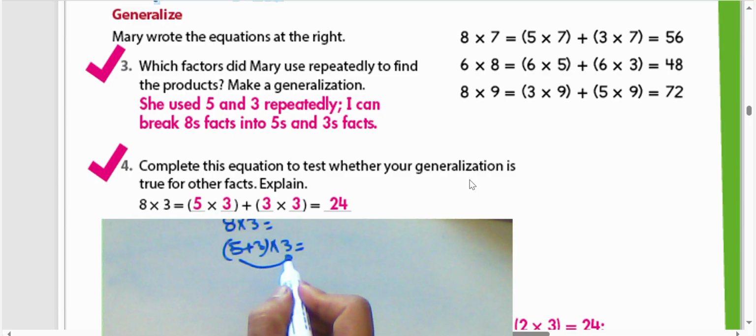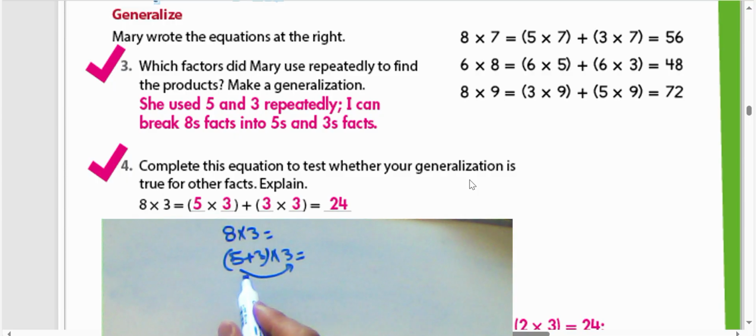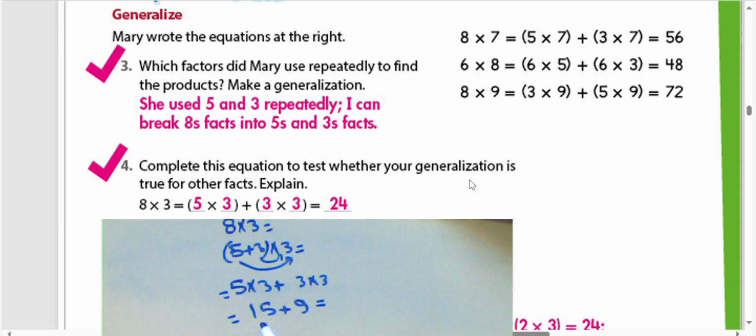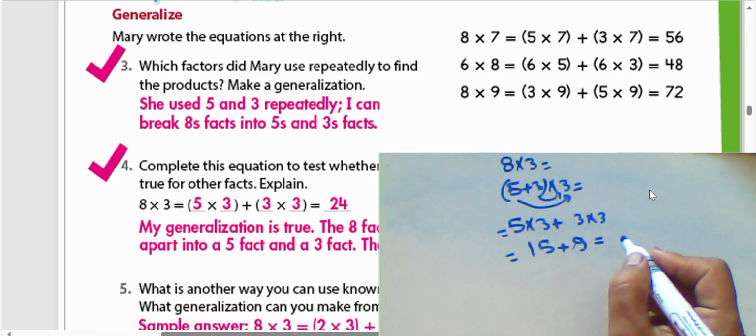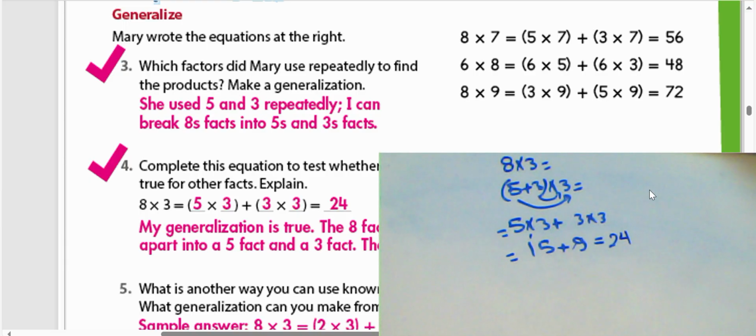8 times 3, where 8 equals 5 plus 3, multiplied by 3. Then using the distributive property, write 5 times 3 plus 3 times 3. 5 times 3 equals 15. 3 times 3 equals 9. 15 plus 9 equals 24, because 9 plus 5 equals 14, 4 and carry 1. 1 plus 1, 2. And the result will be 24.